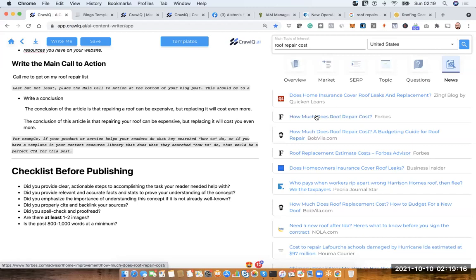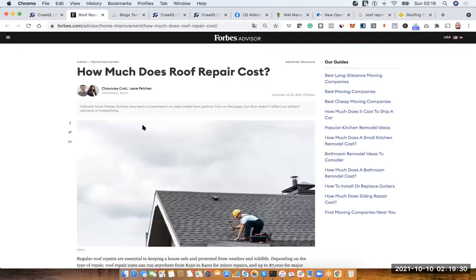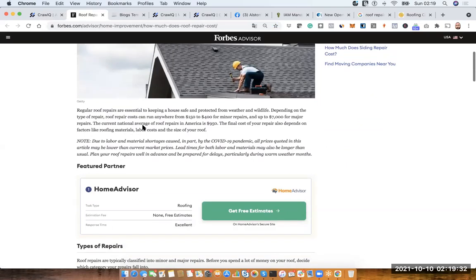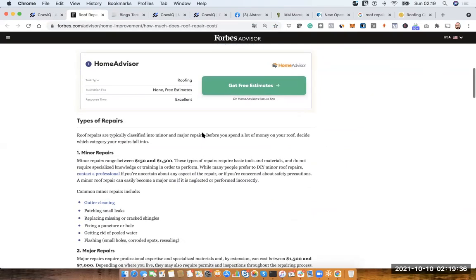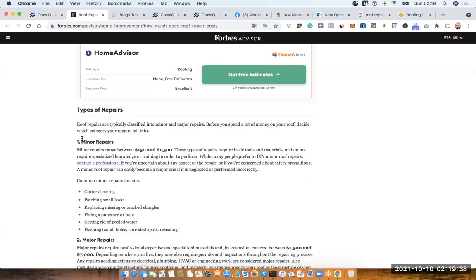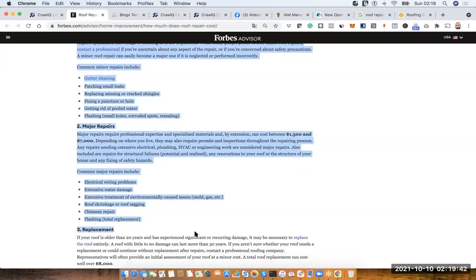What I would do sometimes is copy that article here and start breaking it down and rewriting some parts. There are actual links that would take you straight to the article. There you go, and there's your research article. If I like this part of the article, minor repairs, major repairs, that's big for the cost of roof repair.